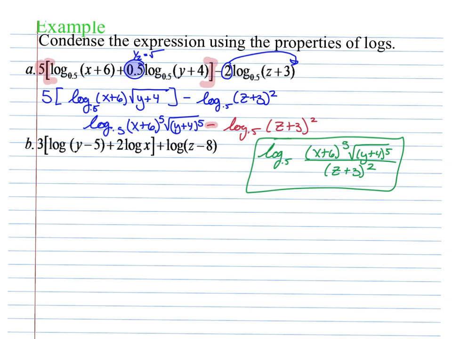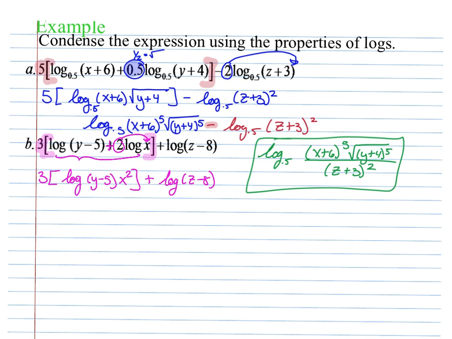So for part B, we have, again, a -3, and that -3 is going to be an exponent for our inside portion of our log. So let's simplify the inside first. We're going to have the 3 log, and since they're being added, that means they're being multiplied. So we're going to have y minus 5, and then we have this 2 right here, so that means that's going to be an exponent for that x right there. So we had x squared plus log of z minus 8.